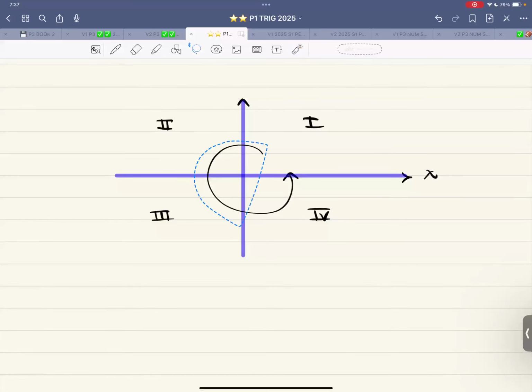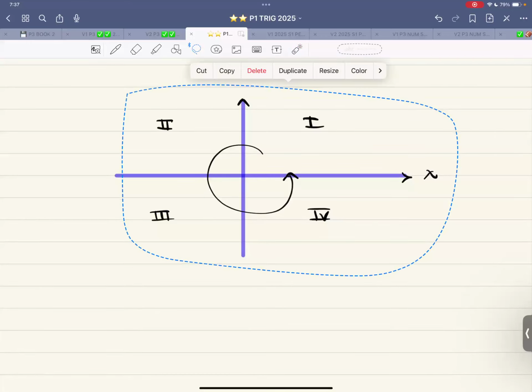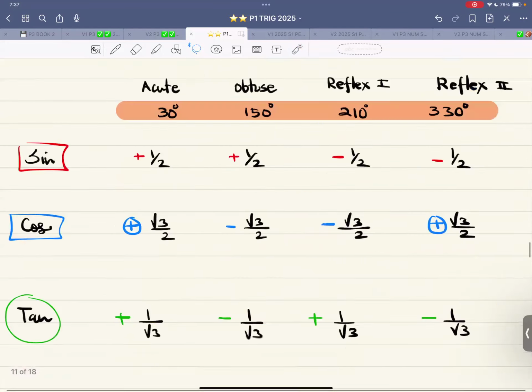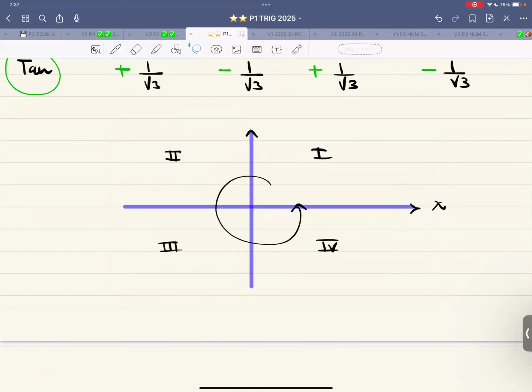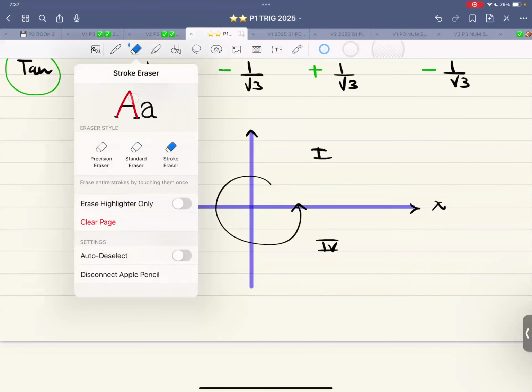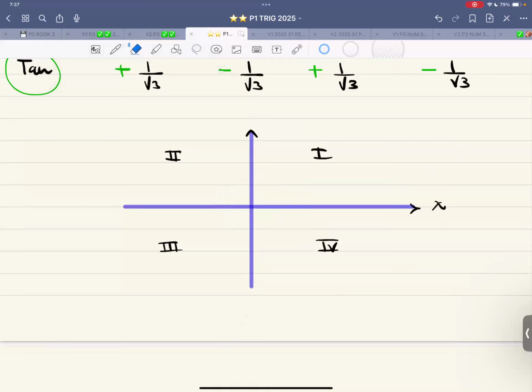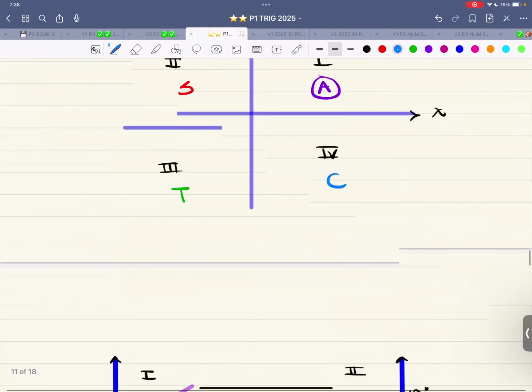Let me again copy this whole thing and paste it over here. And let me just remove this, that is the stroke eraser. Okay, so now we have this: all ratios are positive. Only sine is positive. Only tangent is positive. Only cosine is positive. Now, there is another hidden story.